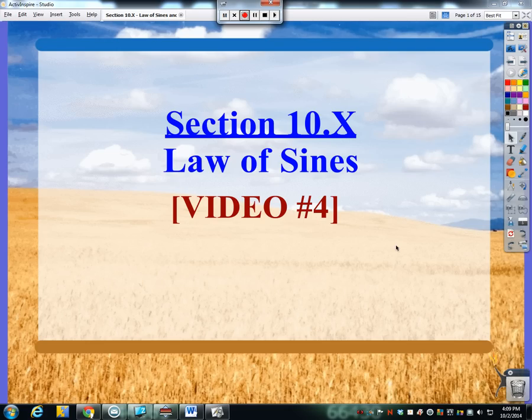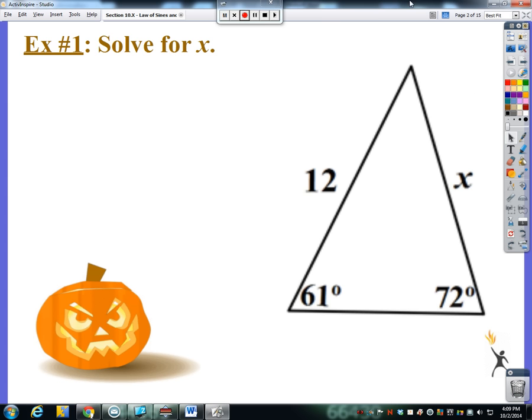So, is there a law of tangents? Yes, but we will not cover it. Now, the law of sines. Are we going to use it right now? No, because I want you to see where the law of sines comes from. So we're going to look at this problem like we would if it was just a normal problem.